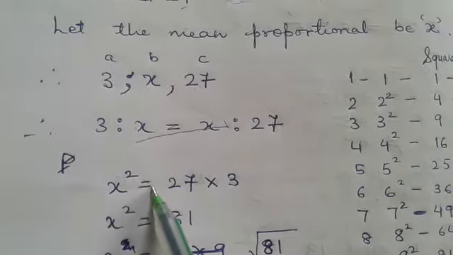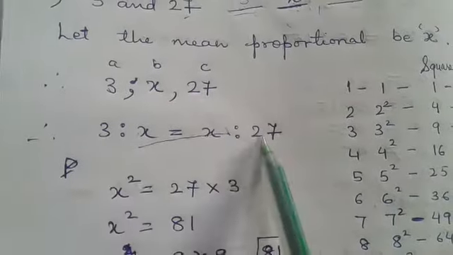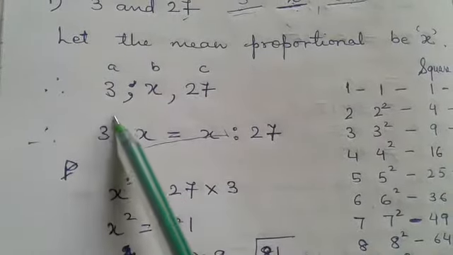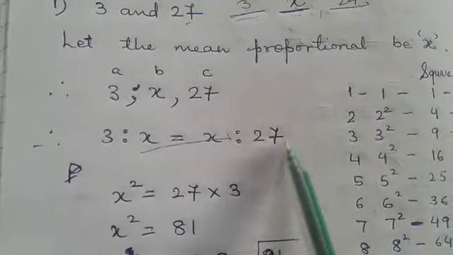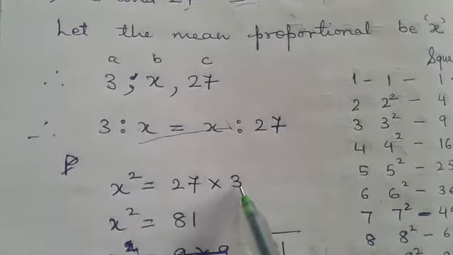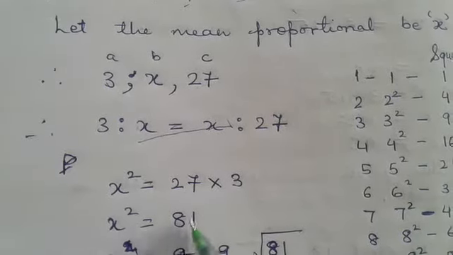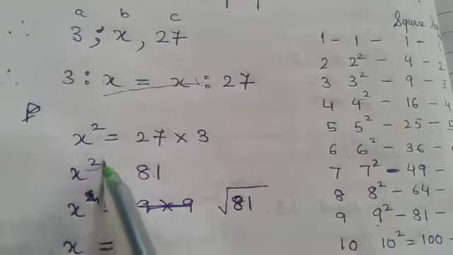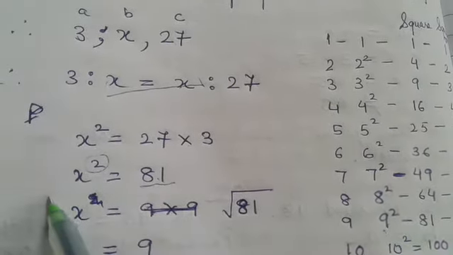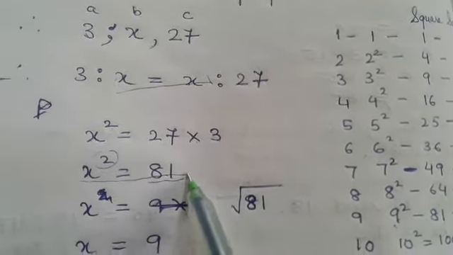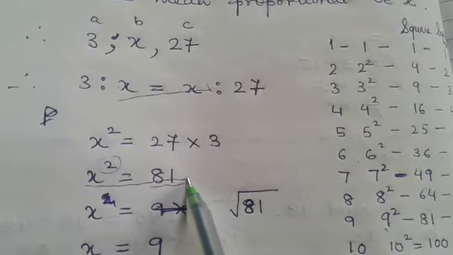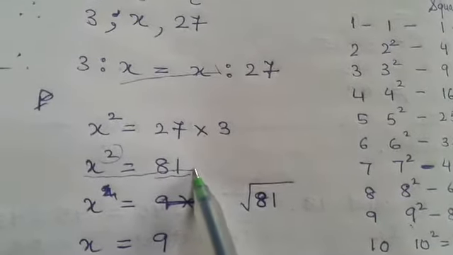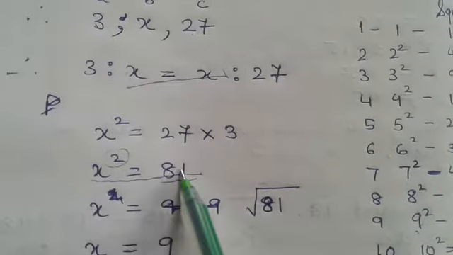So b square is equal to ac. This is b; a, b, b and c. So b square is equal to ac. So 27 multiplied by 3, x square is equal to 81. Now again a square has come and this is 81. Last year this was there, but I think it came only once or twice in your syllabus. So x square is equal to 81.